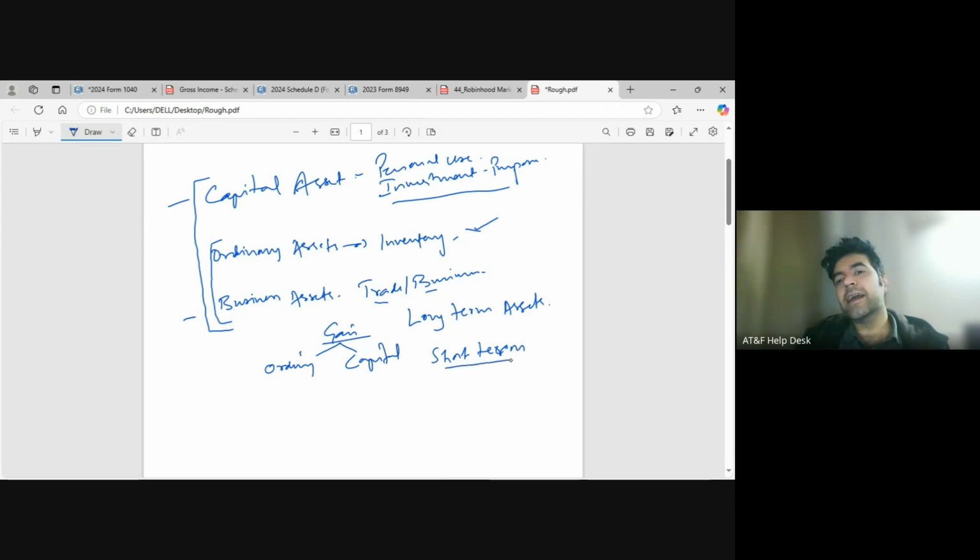In that case, this short-term capital gain is also considered as an ordinary gain. There is no separate calculation for taxes for short-term capital gain. However, if we talk about long-term capital gain, we have separate calculation. Hence, to differentiate between ordinary and capital gain, only long-term capital gain needs to be taken into consideration for this business asset and capital asset.